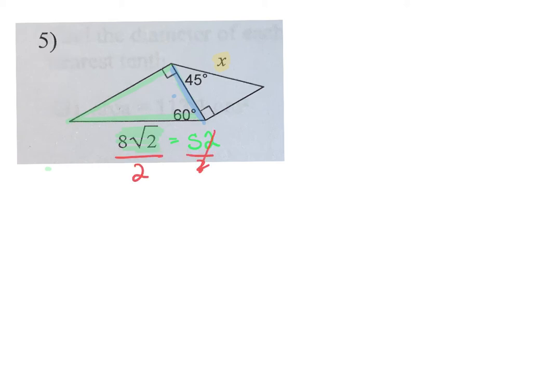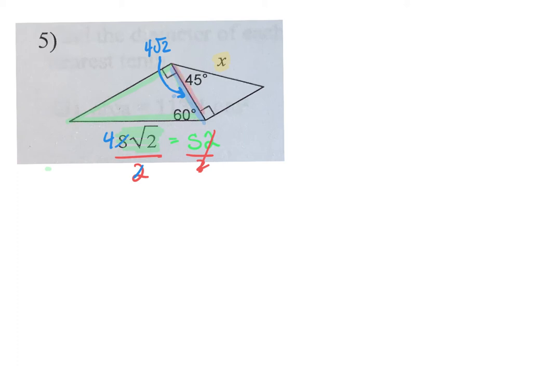Remember our rules. You can divide outside and outside, right? So I can divide that 8 and that 2. All right? So I can reduce this. So that means this side, my shorter side of my 30, 60, 90 is going to be 4 times the square root of 2. Right? I'm still not done. I'm just using that to solve. What I now need to do is look at my 45, 45, 90 triangle.